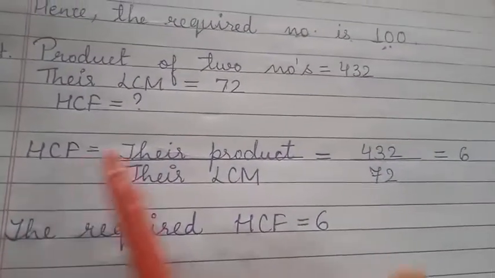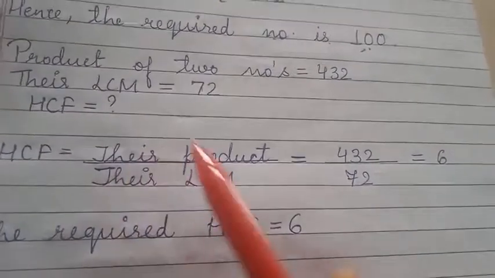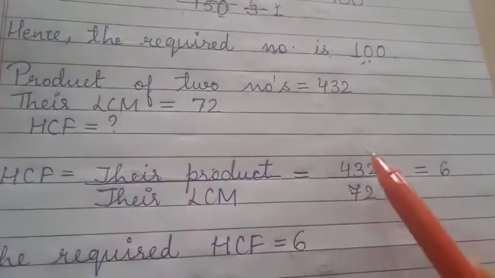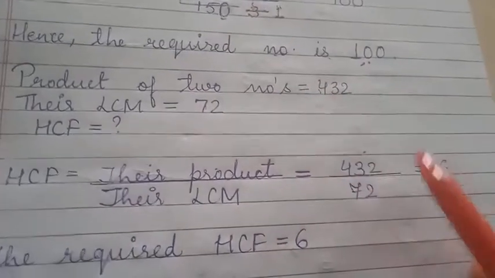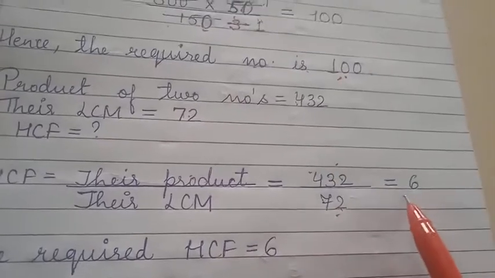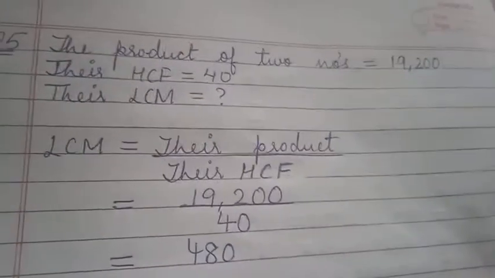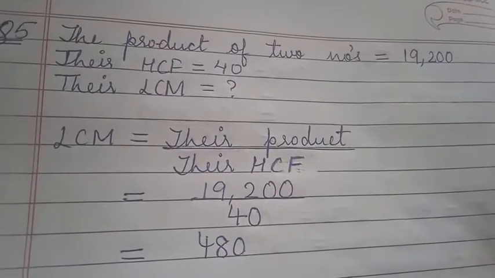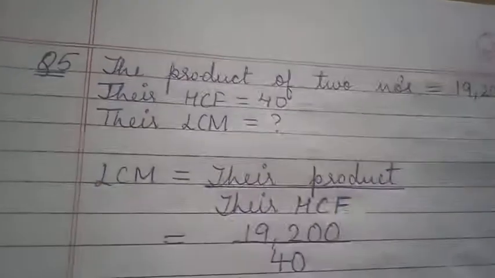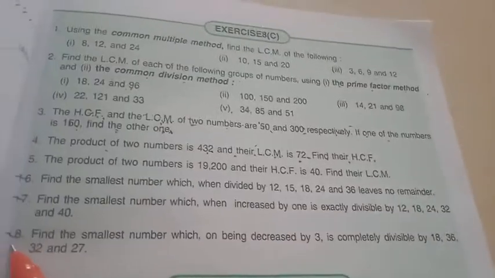So, HCF formula is their product upon their LCM. Their product is 432, which is given in the question, divided by 72. So, 432 divided by 72 gives me 6. So, the required HCF is 6. Okay, it is a very straightforward question because formulae are straightforward. Okay, last question of this exercise, 6, 7 and 8 we are not going to solve.